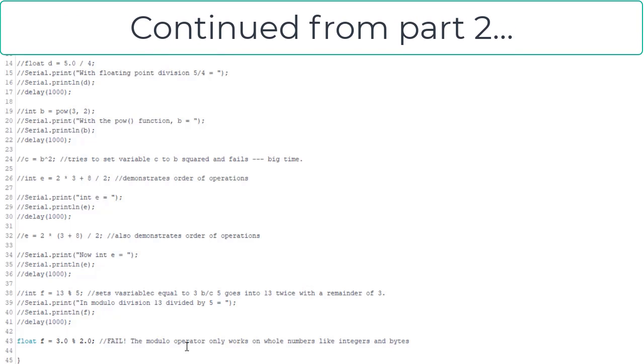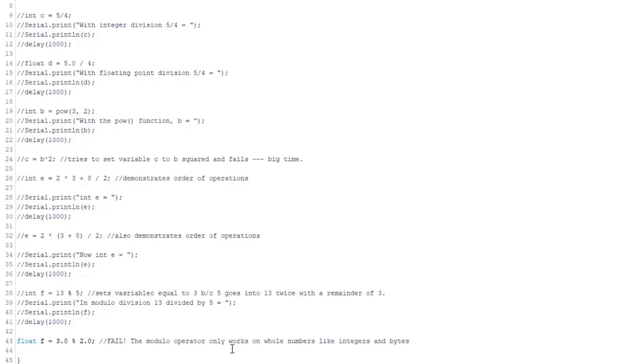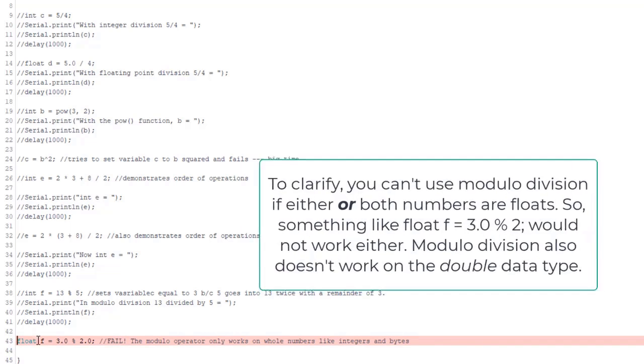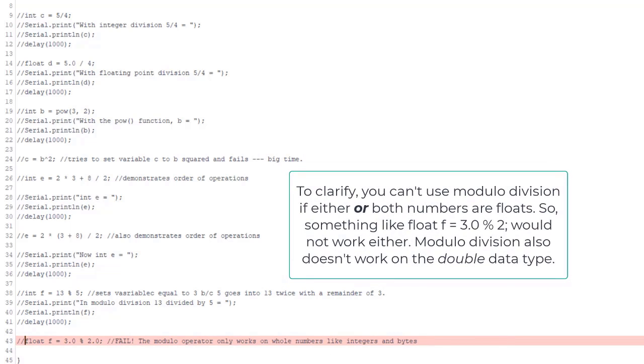Oh, and by the way, you could also use it with whole number data types like integers, bytes, longs. But I'm not even going to bother trying to do a printout. Let's just try to compile it, and see right away the compiler gives us an error. And it gives us a lot of cryptic nonsense. But the reason we're getting this error is because we're trying to use modulo division with two floating point numbers. Okay, so don't do it. Let's comment that away.